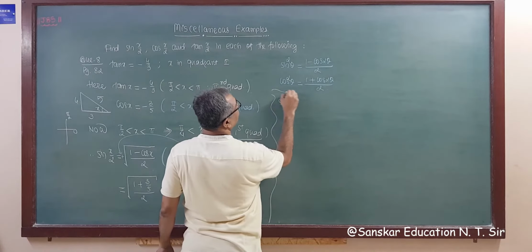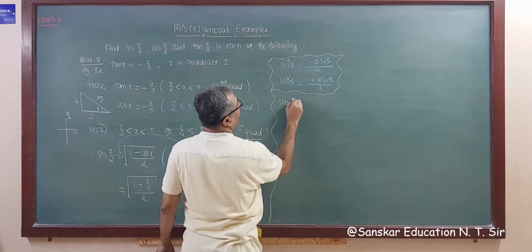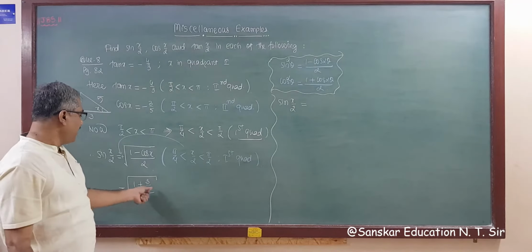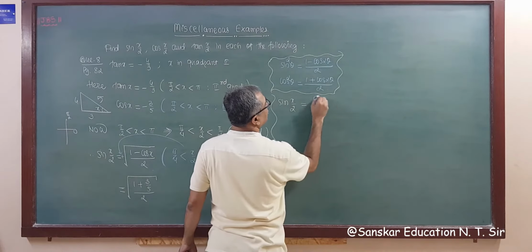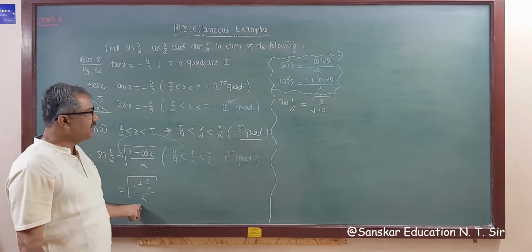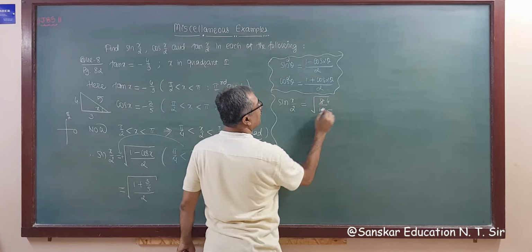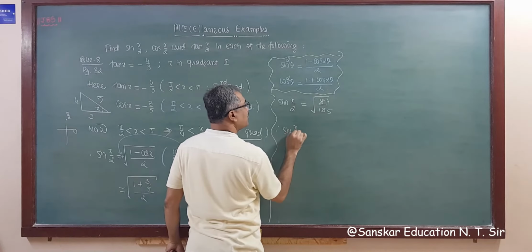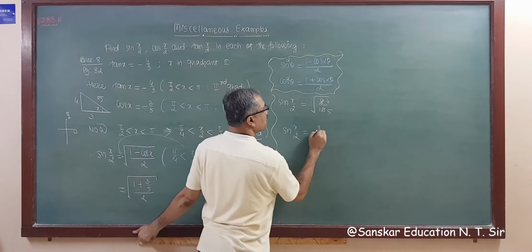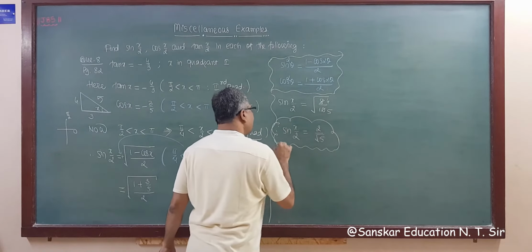So sin x by 2 is equal to 8 by root 10, square root of 8 by 10, that is 5 into 2, 10, right? So this is 4 by 5. So sin x by 2 is equal to root 4, that is 2 by root 5. So the answer is 2 by root 5. So the value of sin x by 2 is this.